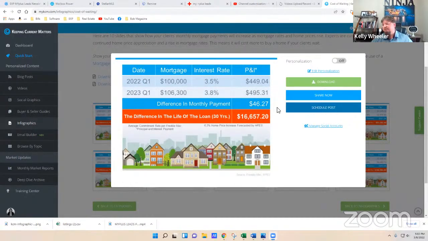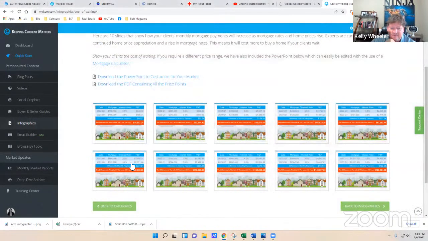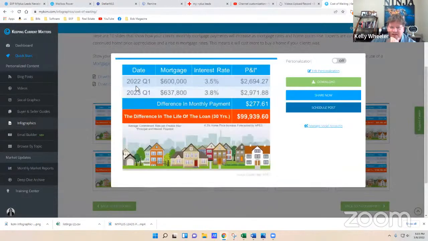So again, that is something that you could do on your renter cards, and they've got, oh my goodness, tons of these things, guys, for different price points, right? Look at this one. Q1, $600,000 mortgage, interest rate, payment.